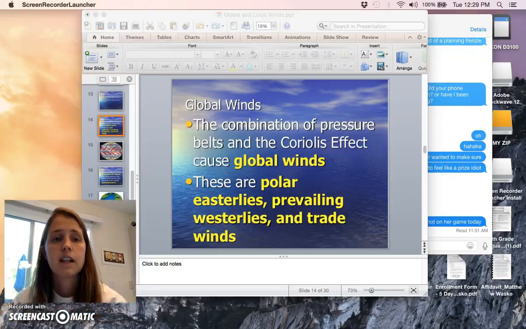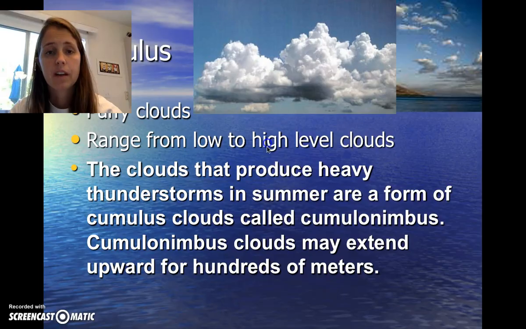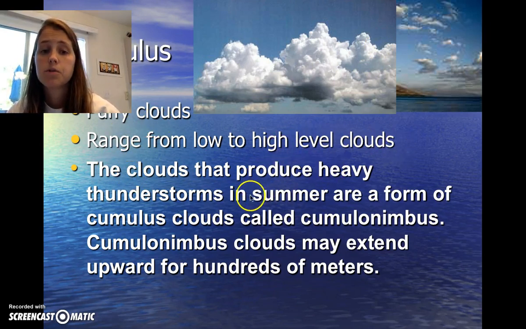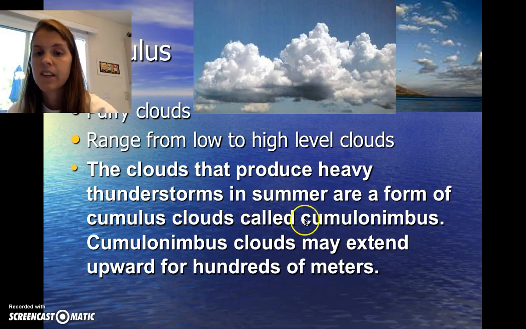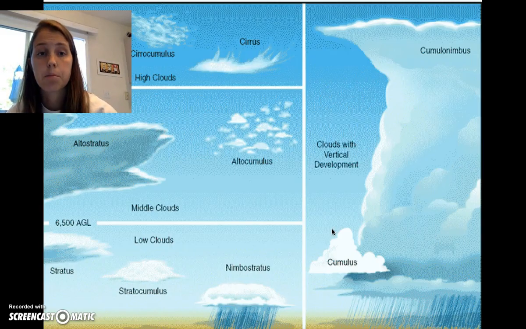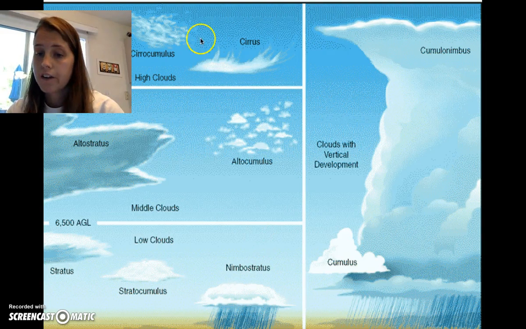And then you have your cumulus clouds. These are your puffy clouds. Okay, and they range from low to high level clouds, and these are the clouds that can produce heavy thunderstorms in the summer, and those cumulus clouds specifically are called cumulonimbus clouds, and they can extend for hundreds of meters upwards. So this is a little diagram that shows all of them.